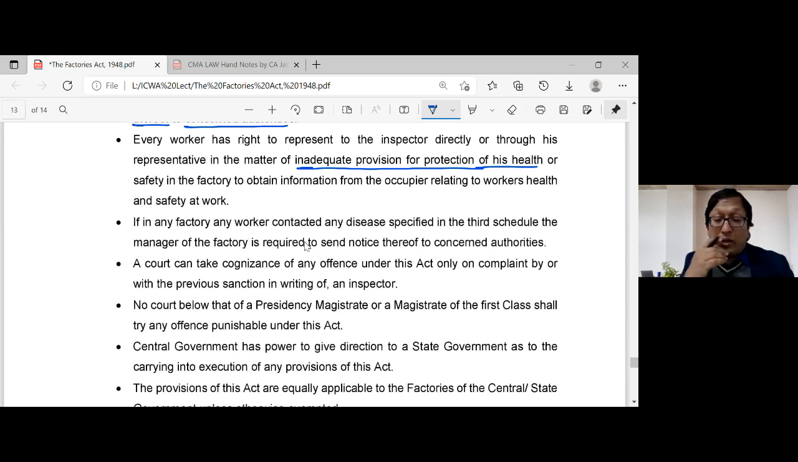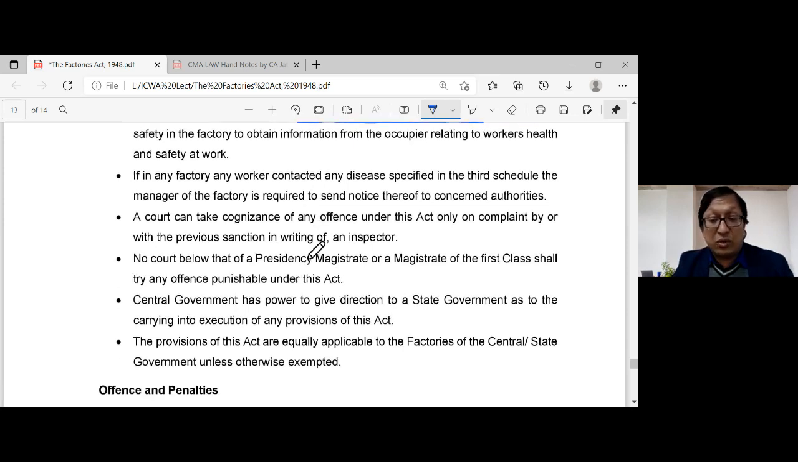A court can take cognizance of an offence under this act only on a complaint by or with the previous approval in writing of an inspector. So in this manner, they have given wide power to the inspectors. So if you want to file a case, then you need approval of the inspector. No court below that of the presidency magistrate or magistrate of first class shall try any offence.